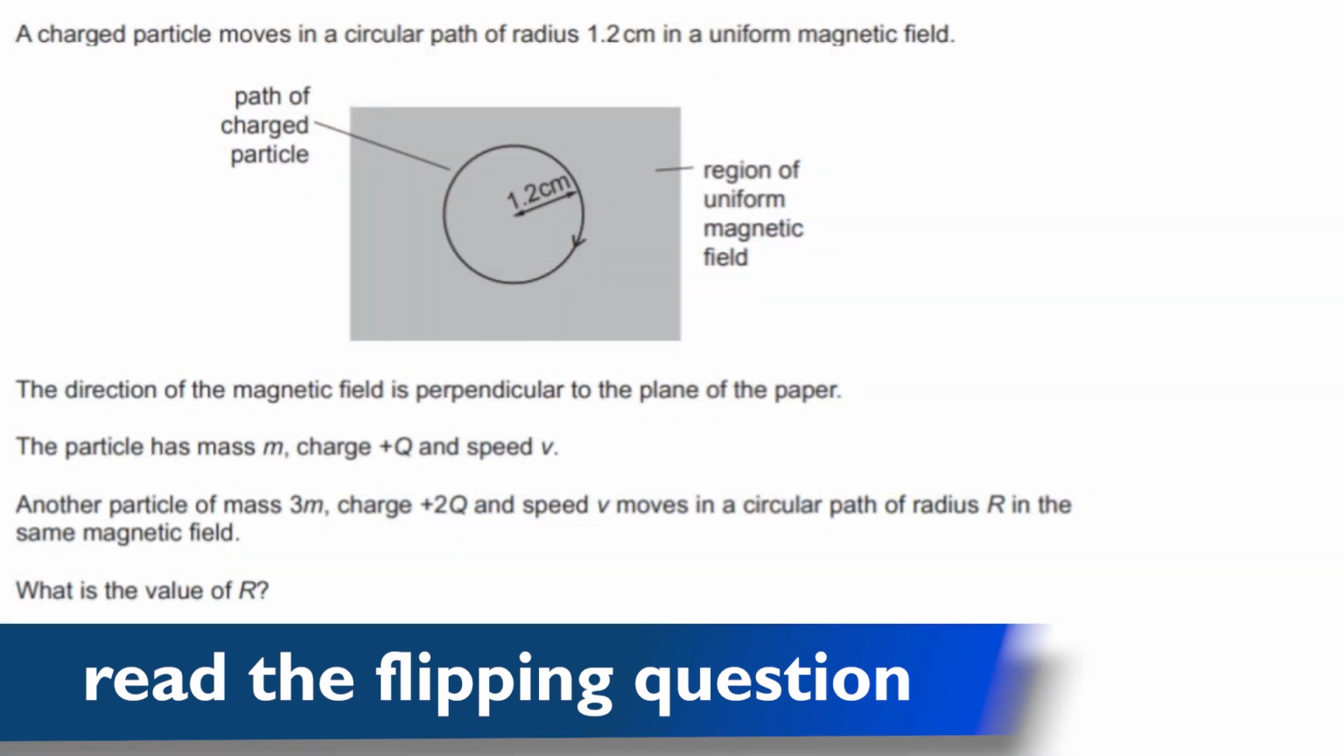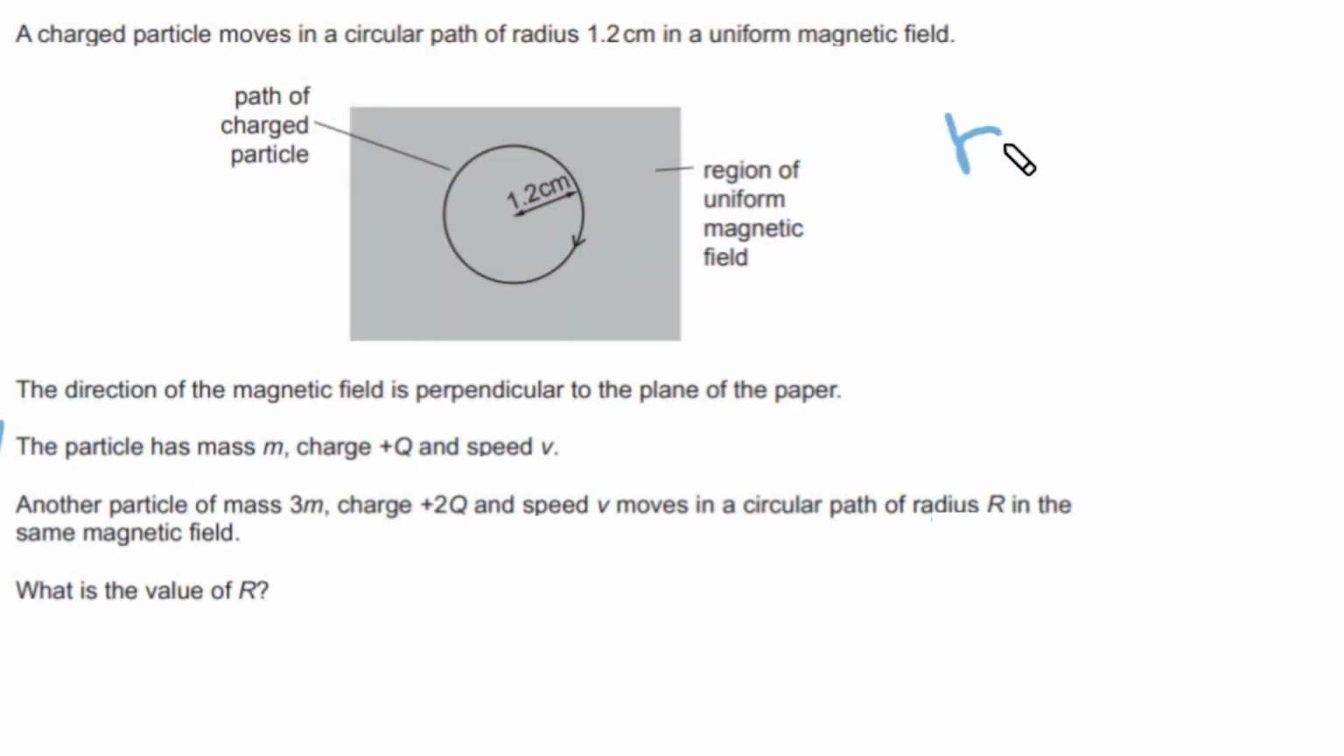Firstly, and most obviously, read the question carefully and decide which formula you're going to be using. This question is based on the formula R equals mv over BQ, which you do in the first part of the magnetic fields topic.